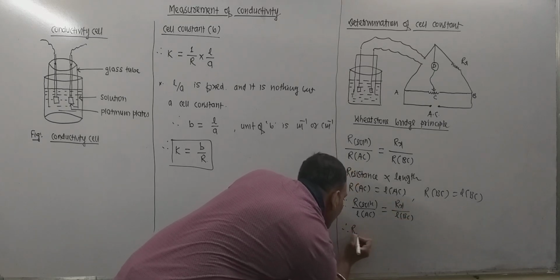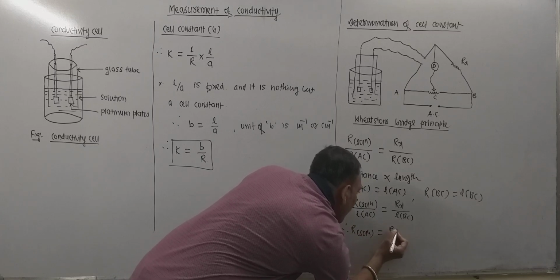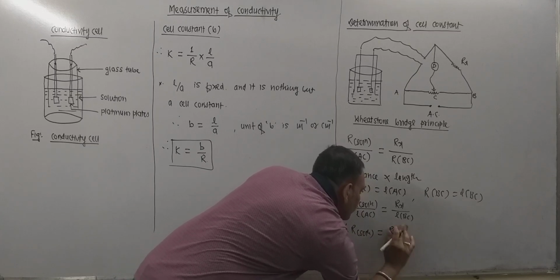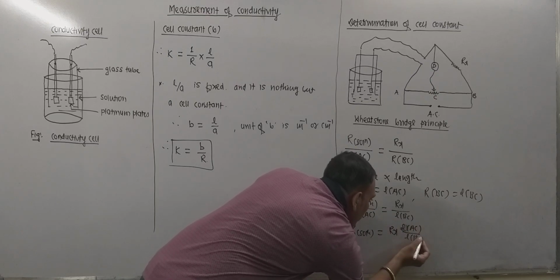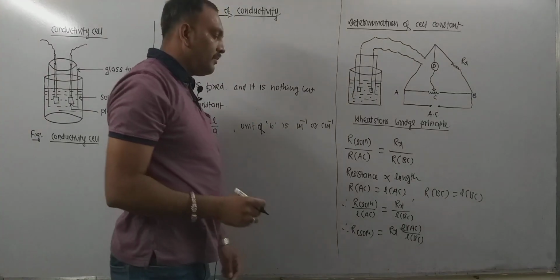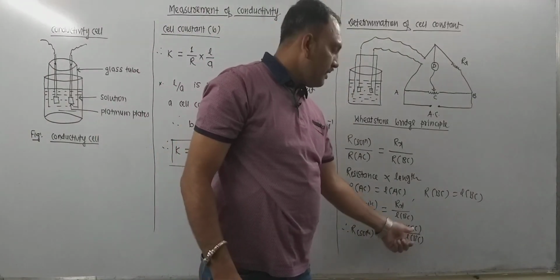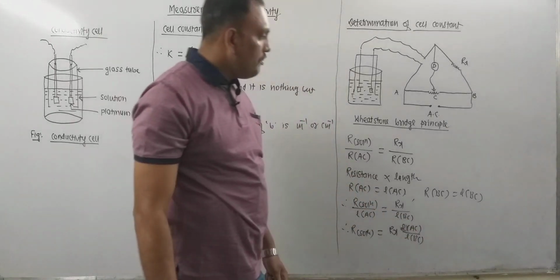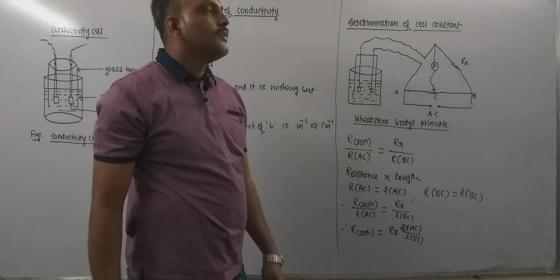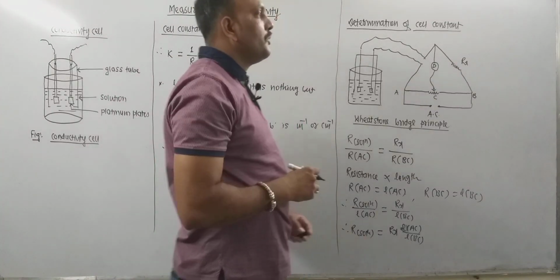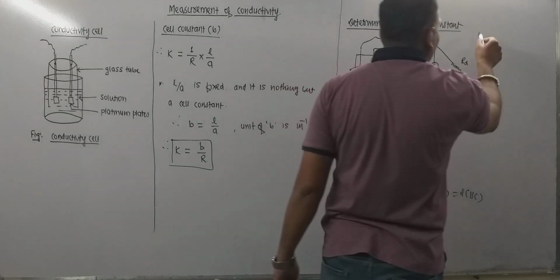Now from this one can write resistance of solution is equal to Rx into length of AC upon length of BC. So from this data, we know Rx very well, and length AC and length BC can be measured. So by using these values one can calculate the resistance of solution. In this way resistance of solution can be determined.